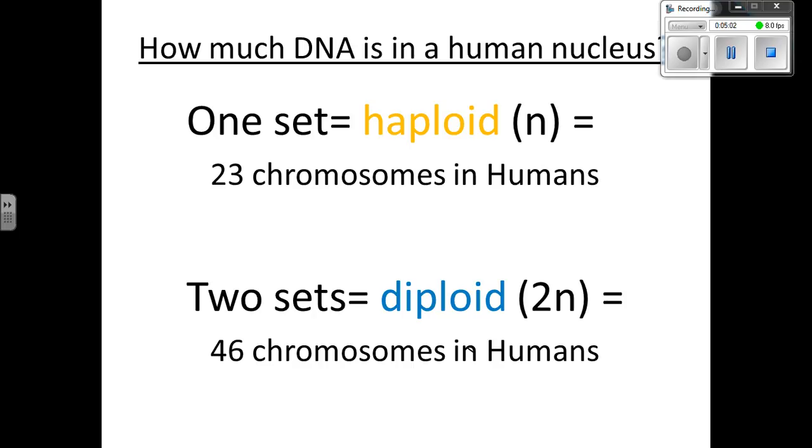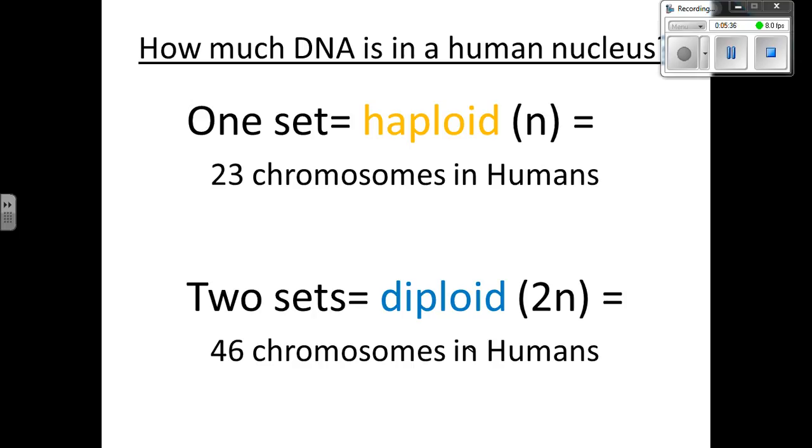But if we're talking about one set of chromosomes, that is the haploid number. And in humans, we have 46 total chromosomes, or 23, and that's our full set. So our half set would be 23 chromosomes. In humans, two sets would be a diploid number. We refer to that as 2n, which is 46 total. Again, when we're talking about one set, that's the haploid number, represented by n. When we're talking about two sets, it's a diploid number, and that's 2n.